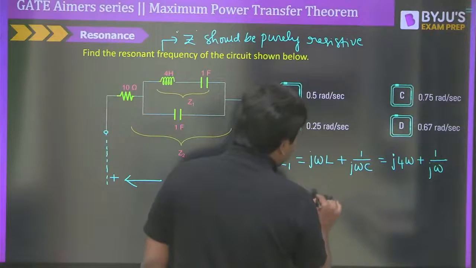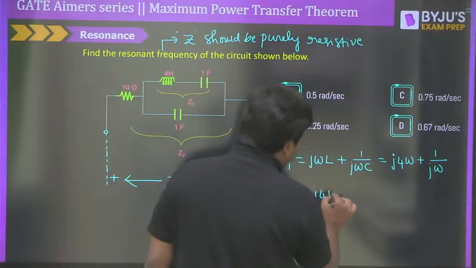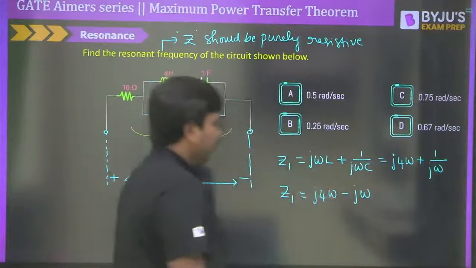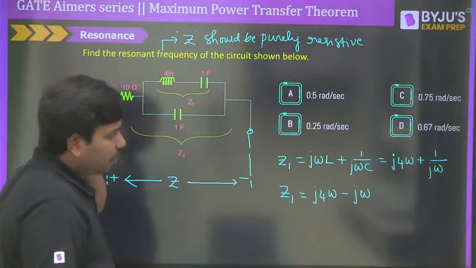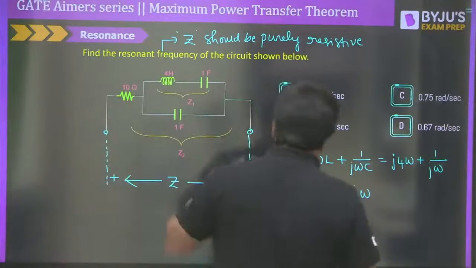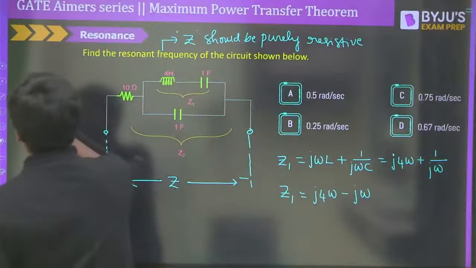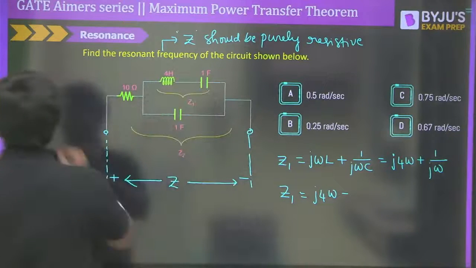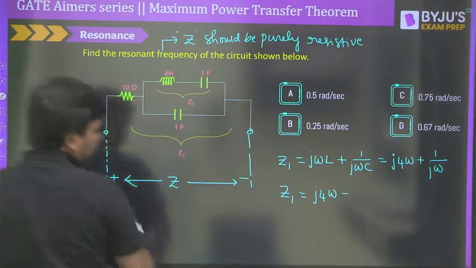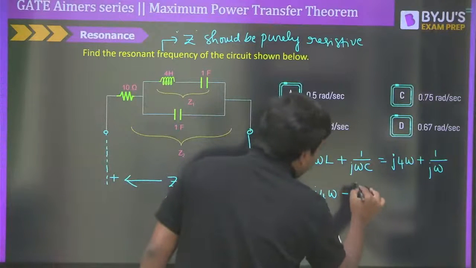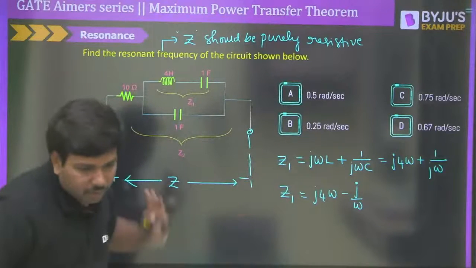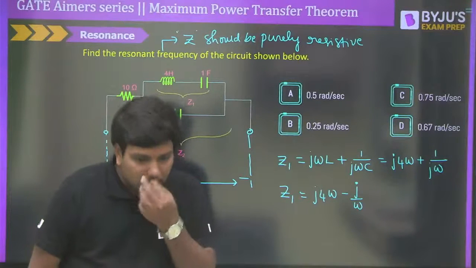So therefore, moving ahead, Z1 could be written as j times 4 omega minus j times omega. Simple. So how much will it become now? Sorry, I'm extremely sorry. It will become 4 omega j minus j over omega, which is 1 divided by omega. This is your Z1.